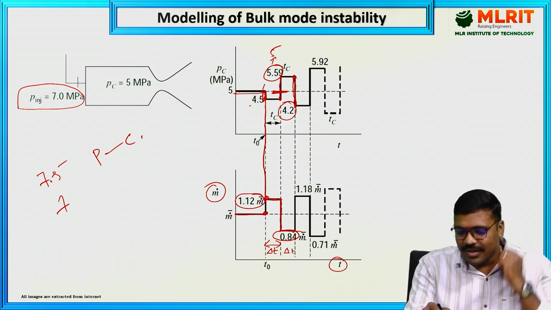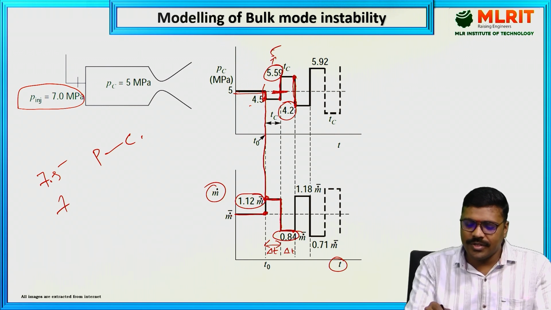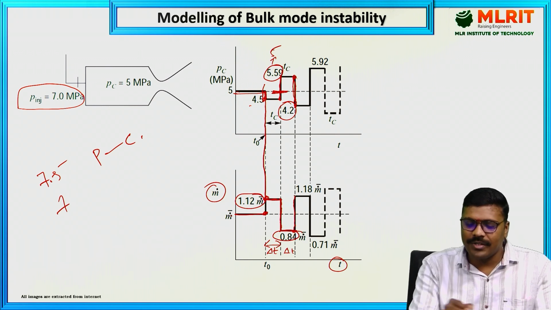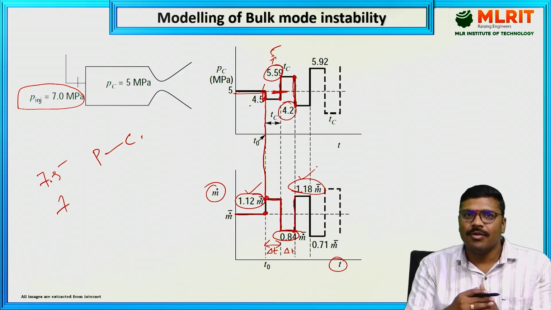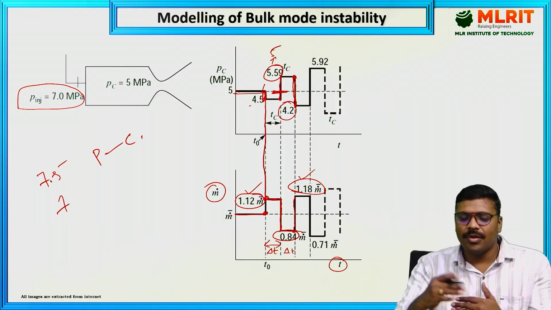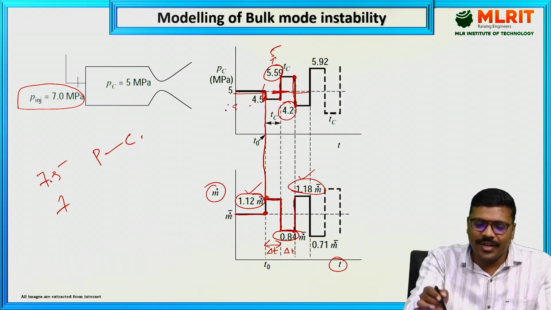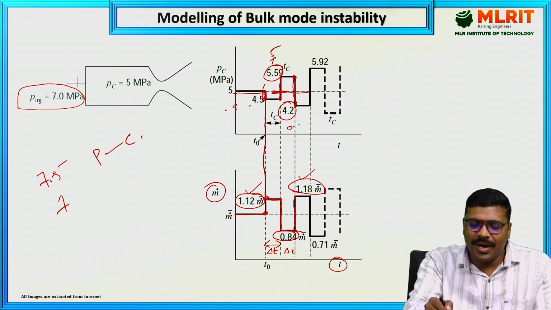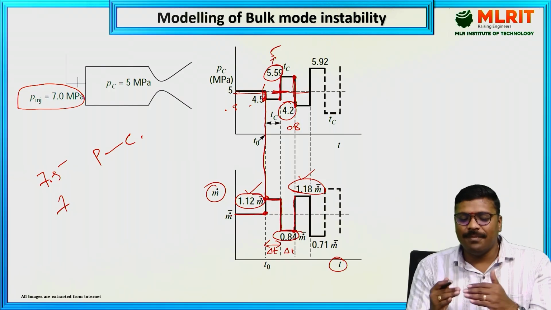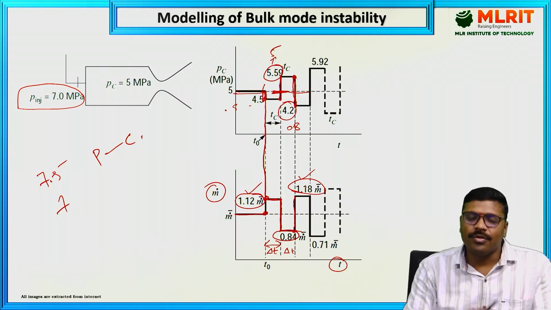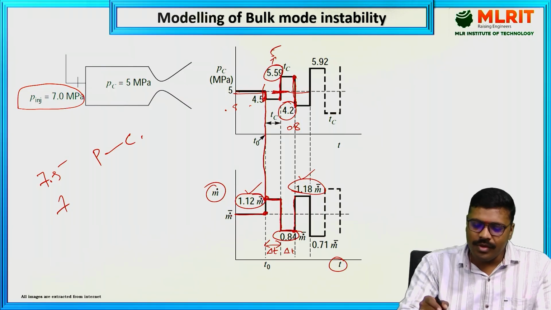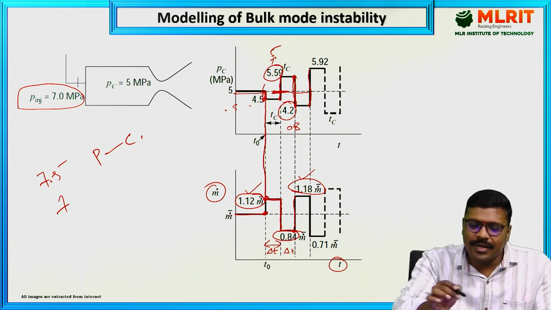And here again the mass flow rate increases. We have to increase the mass flow rate to increase the pressure. Again the mass flow rate is increased, to 1.18 times. In the previous one we increased 1.12 times; now it is increased to 1.18. More propellant flow rate is added to overcome this larger difference. 5 minus 4.5 is only 0.5, while 5 minus 4.2 is 0.8. So to increase the pressure by 0.8, we increase the propellant flow rate to 1.18 times m dot. Again the pressure is increased, but now it has not reached 5; it has reached 5.92.